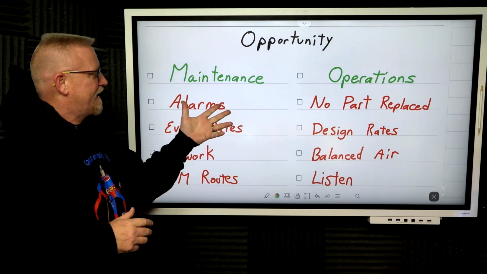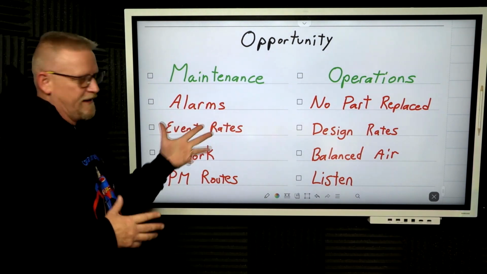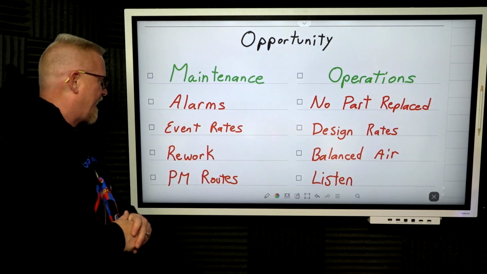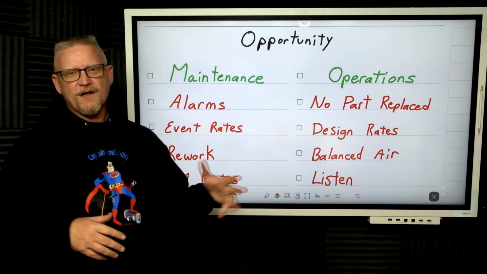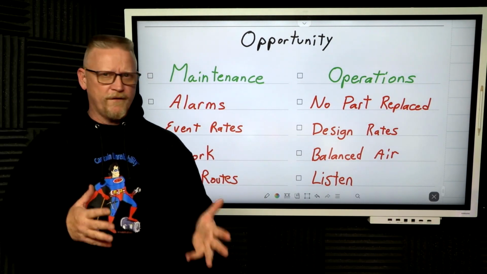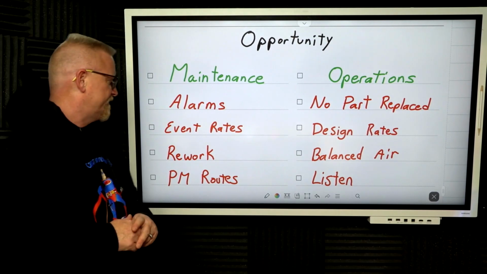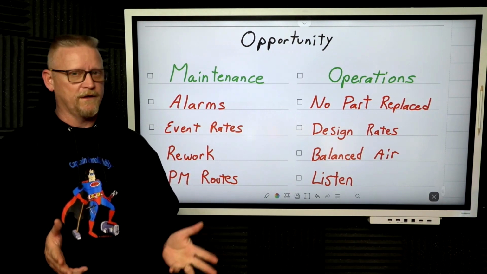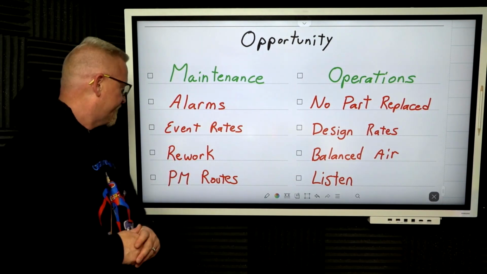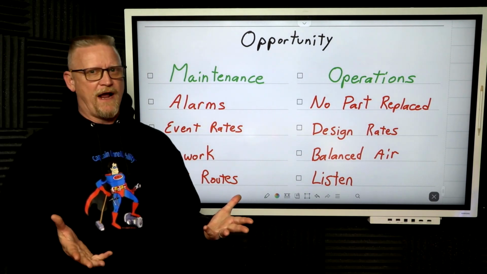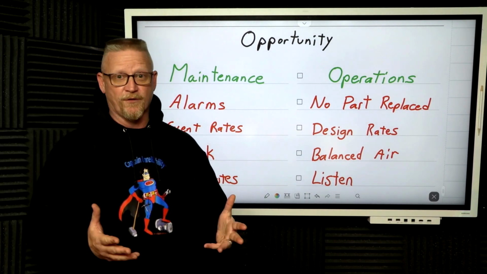So on the maintenance side of things, some big opportunities are to eliminate nuisance alarms. We're going to go into that in a little bit of detail in just a moment. Looking at things like event rates, how often do certain things foul, we'll give you some hints and tricks towards that. Rework, eliminating rework is a big thing. And how do we develop PM routes and reduce some of our PM labor requirement?